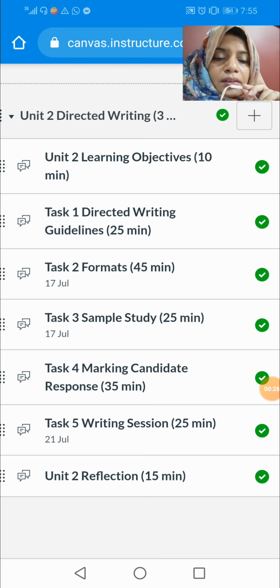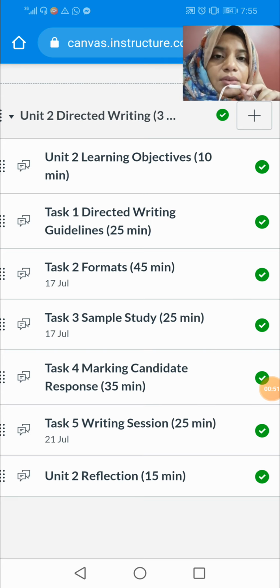Let me start with the basic question: what is directed writing? Directed writing is also called situational writing, functional writing, and practical writing. It follows a set of instructions that are fulfilled to complete a task. This is a component of the CAIE English language paper, but it's equally important for other examinations as well.